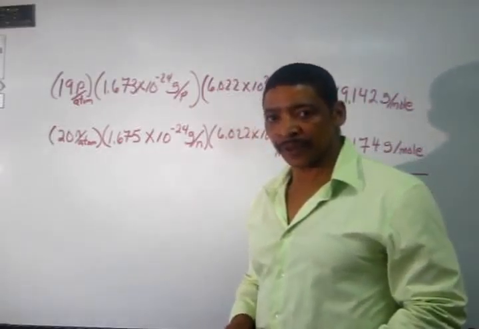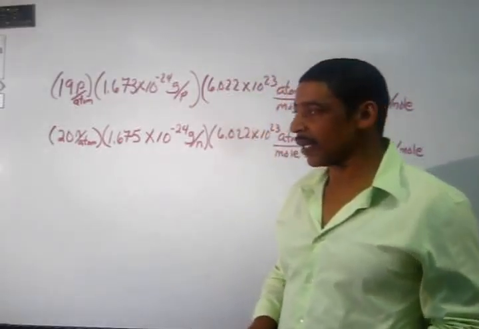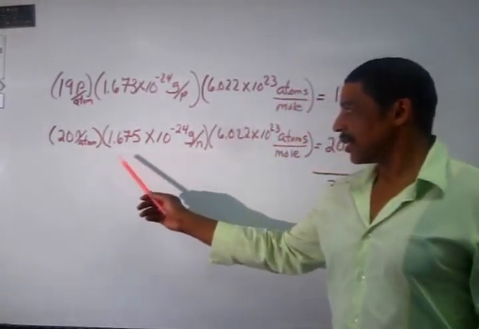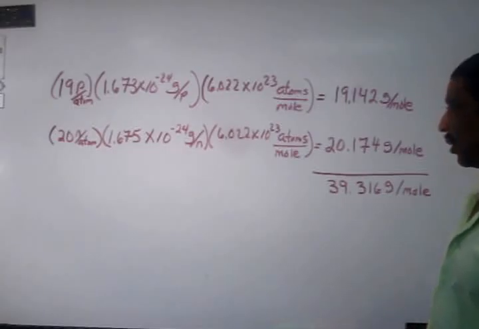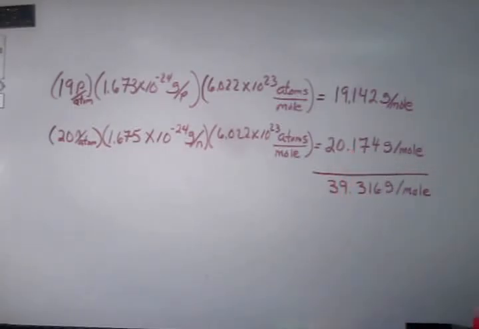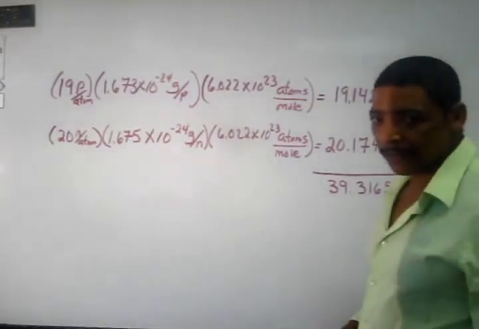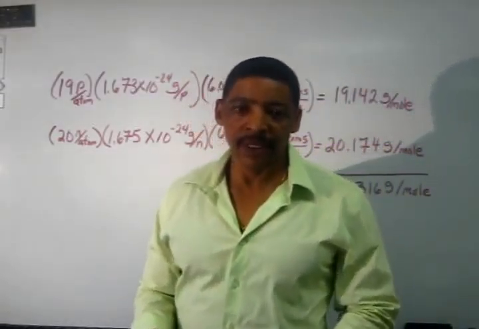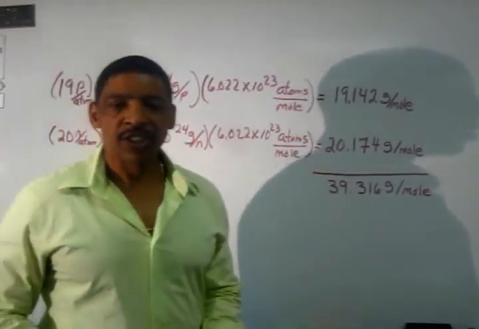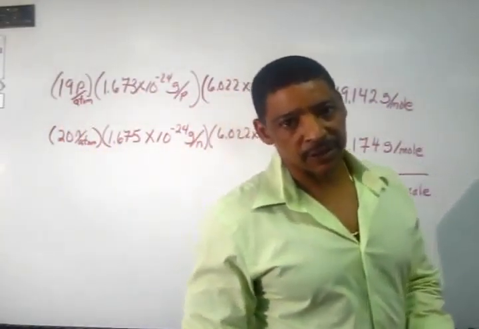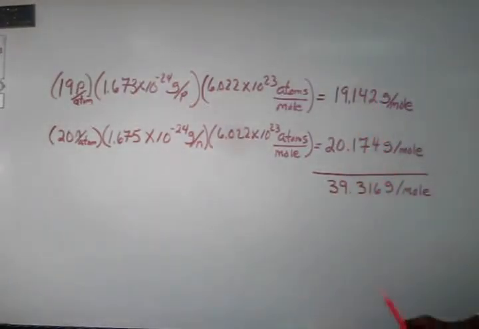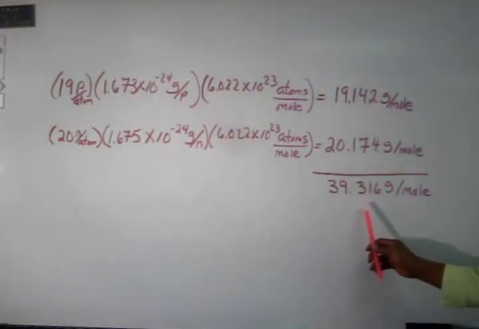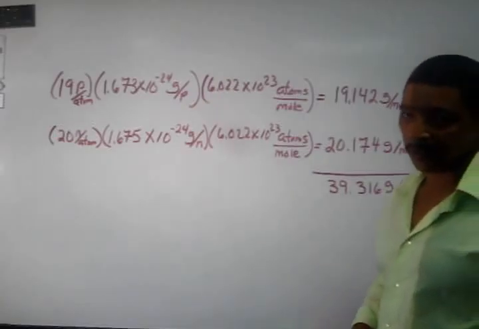The contribution from the neutrons may be calculated in a similar fashion. 20 times the mass of a neutron times Avogadro's number is equal to 20.174 grams per mole. The sum of these two masses should give the mass of the isotope, where the sum of these two masses is equal to 39.316 grams per mole.